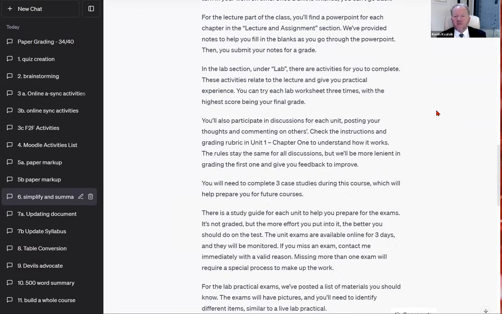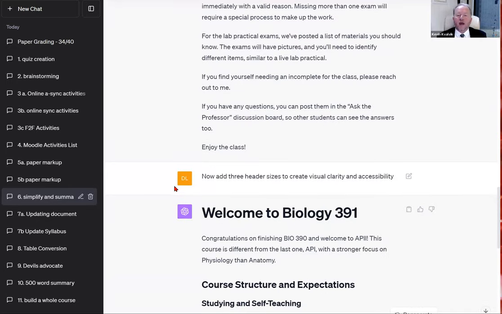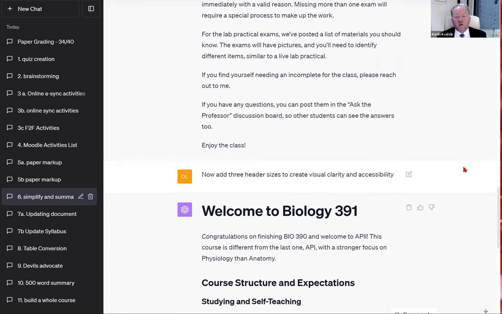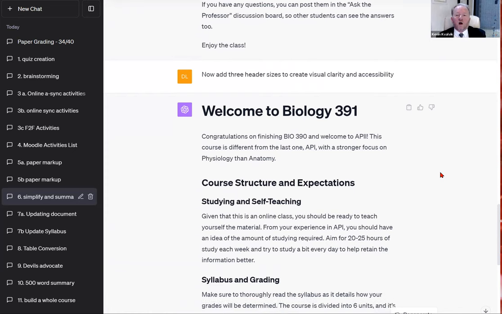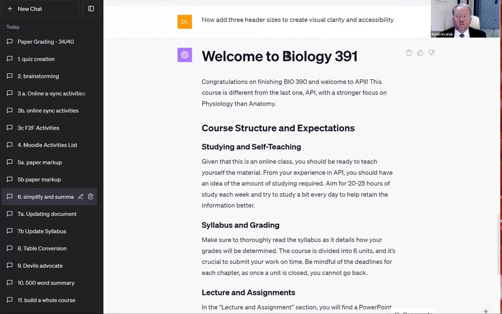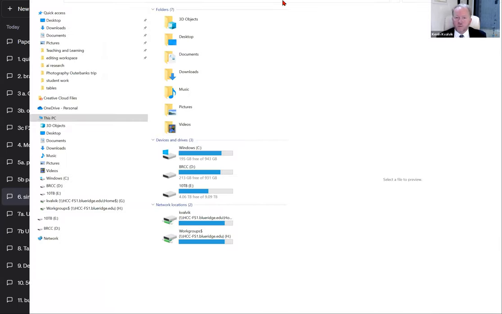Now it does this, and that's better, but I'm not liking that. So now I say, now add three header sizes to create visual clarity and accessibility. Here's why I say that, because these headers, the main header and two and three, and I only want three levels. I can change these when I paste this into a Word document, but this is automatically accessible. And if I don't change the formatting and I save it as a PDF, it'll also be able to be navigated. Let me see if I have the finished version of this paper real fast.